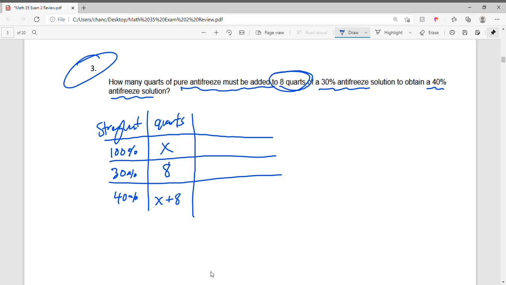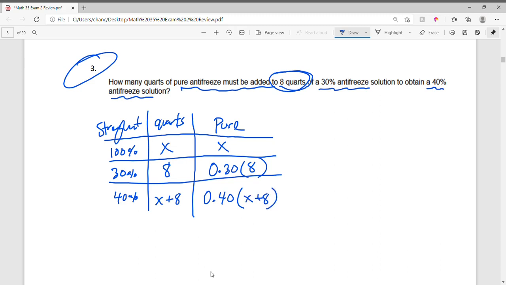Now for the next part of the question, we want to figure out how much pure antifreeze we actually have. In the first solution, it's 100%, so that means we have x pure amount. For the next row, we're going to multiply 30% times 8 as a decimal, so that's 0.30 times 8. And for the last one, it's going to be 0.40, that's 40% as a decimal, times x plus 8.